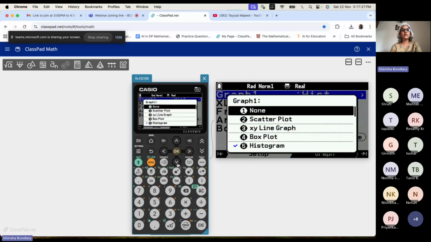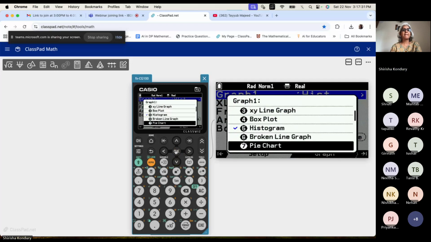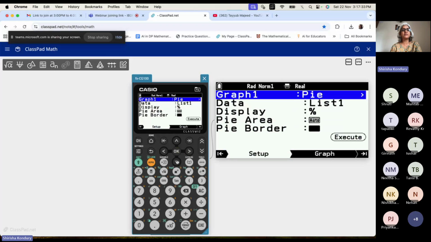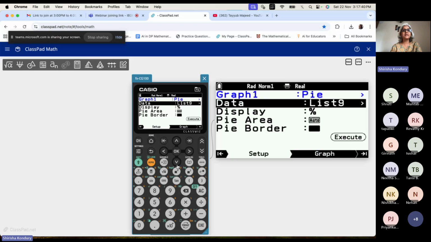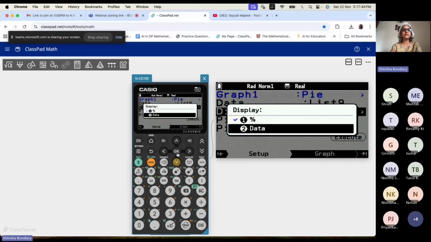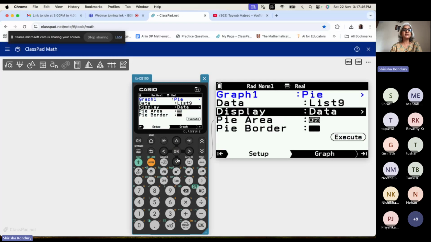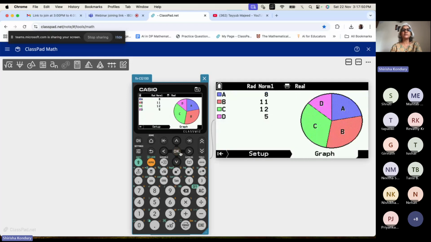We are looking at what are the options I have. And pie chart is what we want. We want to take it from list 9. Do you want to display as a percentage or as data? Whatever, you can choose anything. Okay, I'm going to choose data, but you can also choose percentage and then say execute.